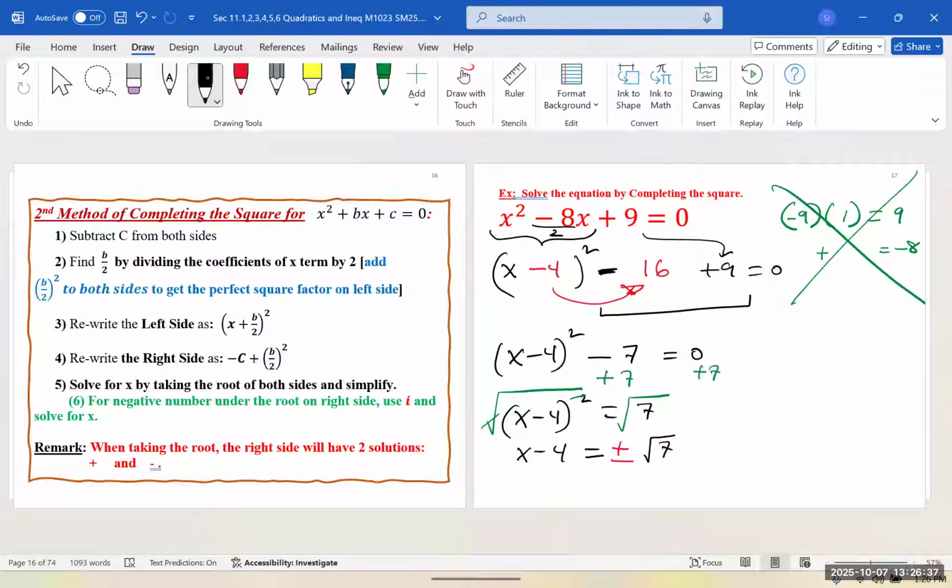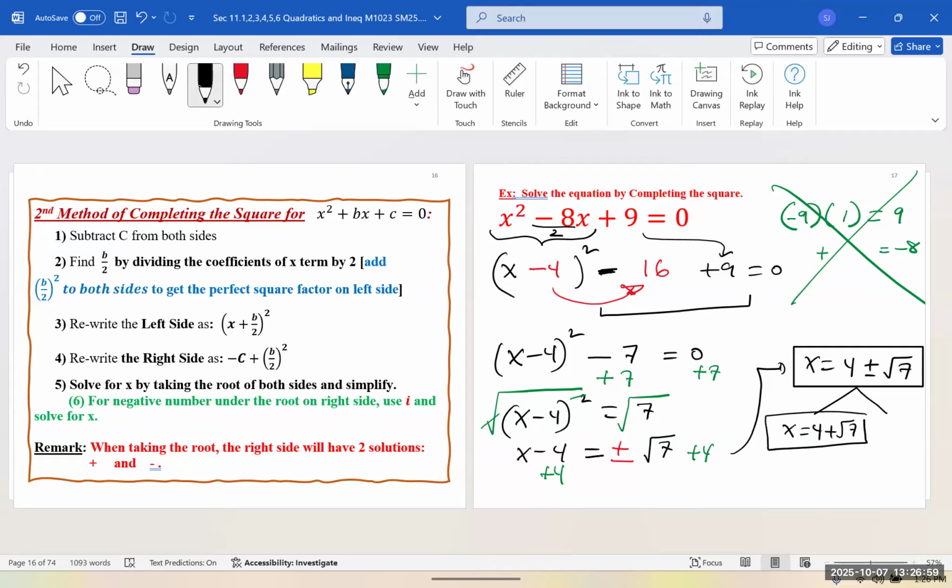Then, last, you add 4 to both sides. So you have x equals 4 plus minus square root of 7. What does that mean? It means one of the x's is 4 plus square root of 7, and another x, I don't have space, so let me write a little bit lower, is 4 minus square root of 7.